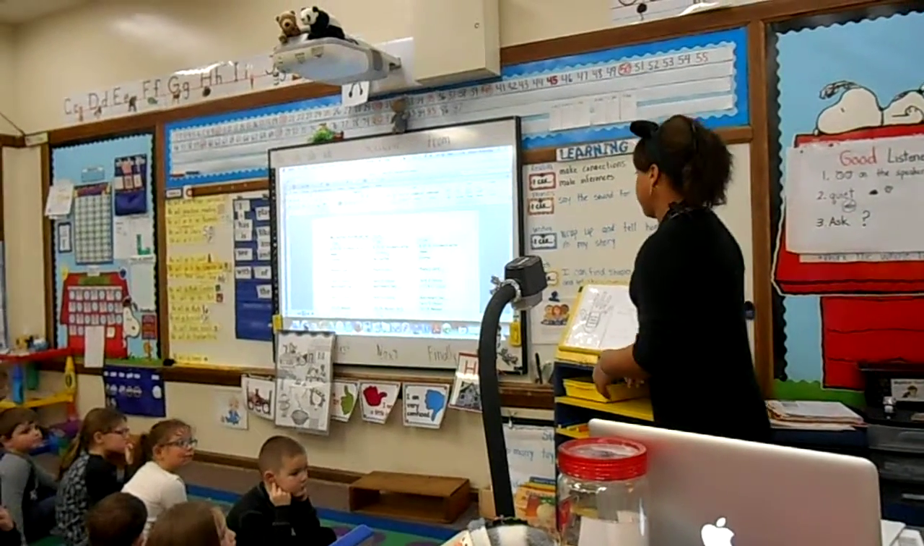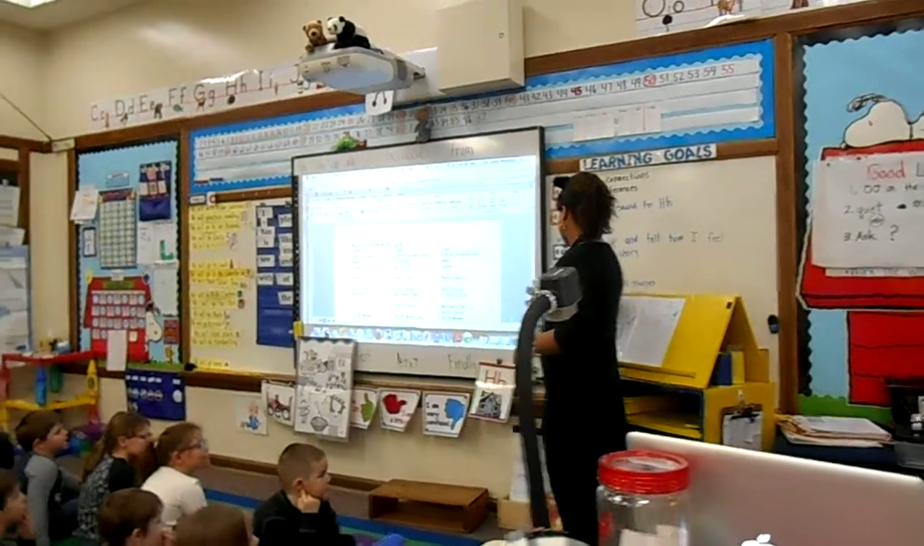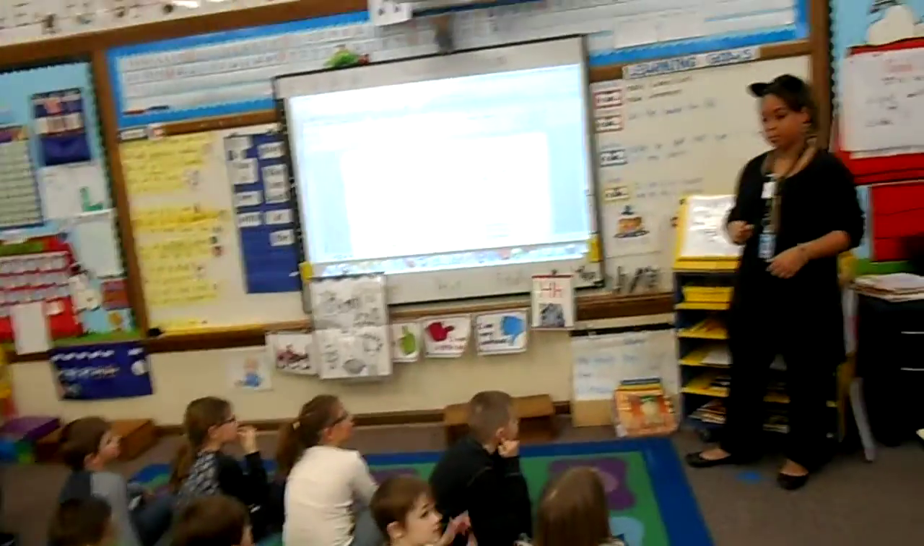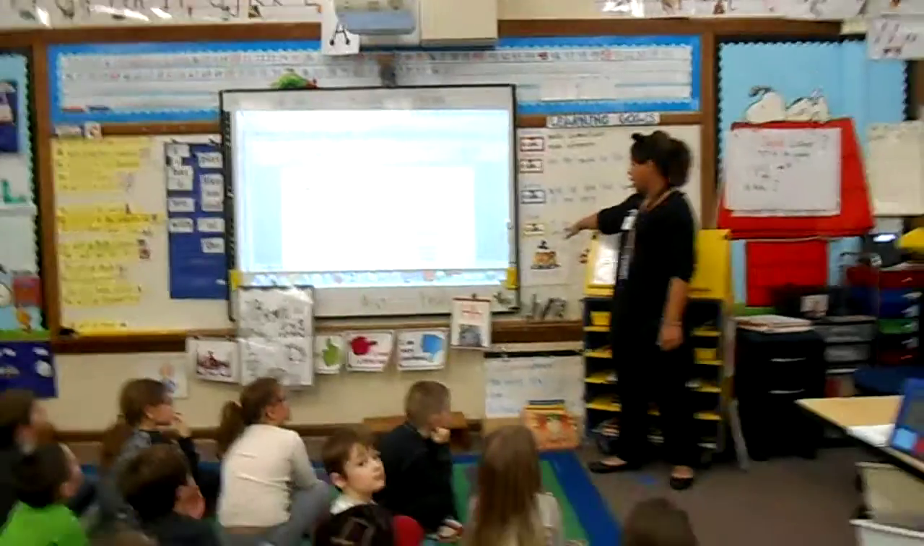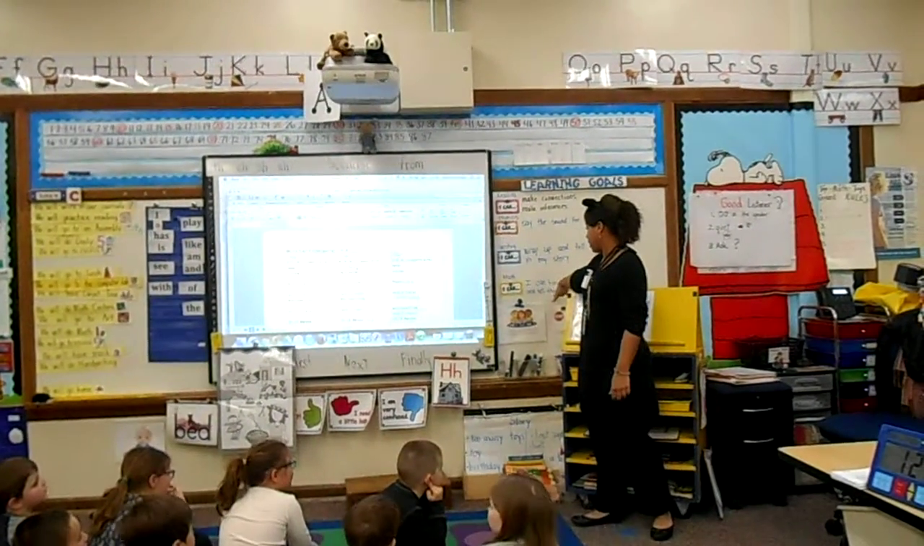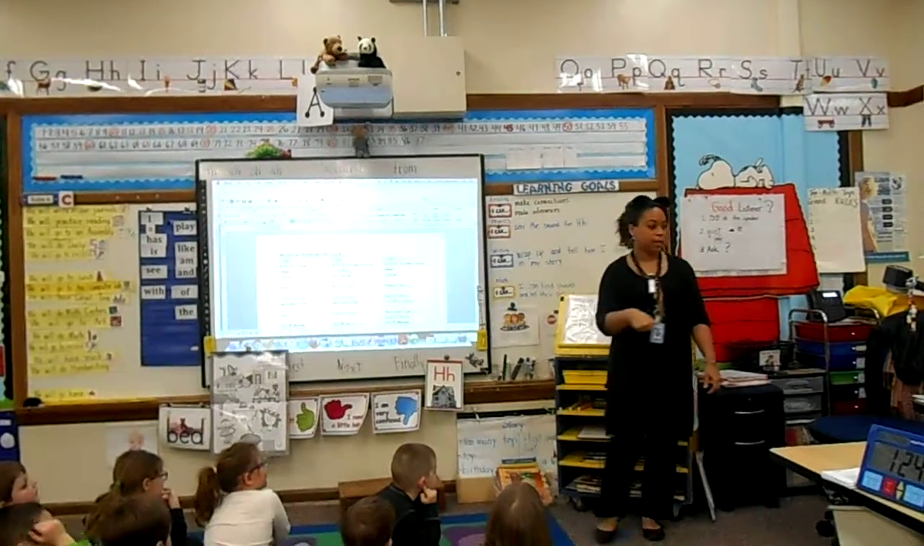So our math goal for today, which is on the board, says, I can find shapes and tell their position. Can you guys say that with me? I can find shapes and tell their position.